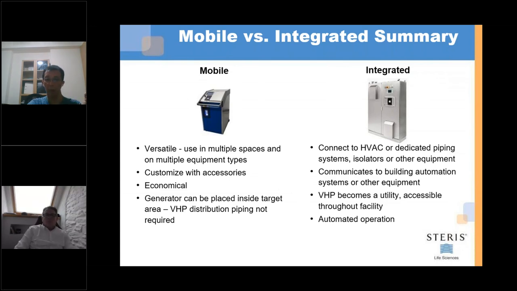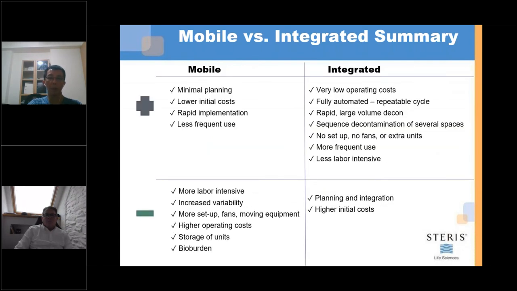You actually need to connect to HVAC and dedicated systems. It needs to communicate with your building automation systems. It'll be just like a utility, like steam or water, for easy access throughout. And the best thing is that it's automated. So these are the pluses and minuses of both technologies.